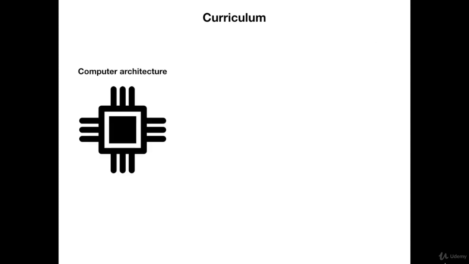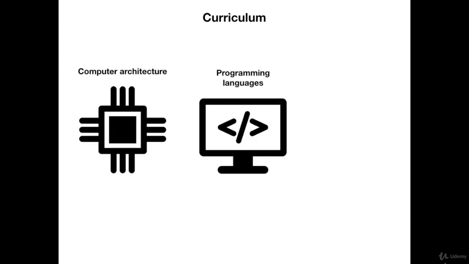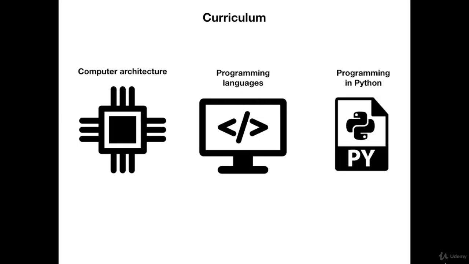Curriculum. This course is divided into 3 chapters. Chapter 1 delves into the architecture of computers. Chapter 2 delves into the world of programming languages. To test our abilities, we'll be programming a rock, paper, scissors game at the end of this chapter.